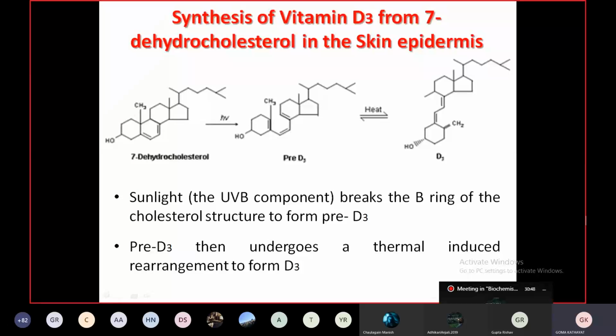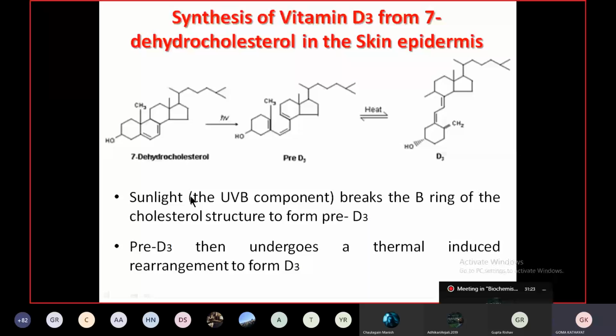Now coming to the synthesis of vitamin D3. Vitamin D3 is obtained from 7-dehydrocholesterol, which is present in the skin epidermis. In the presence of UV light, first it is converted into pre-D3, and it again undergoes rearrangement. It undergoes thermal induced rearrangement to form vitamin D3, which is cholecalciferol. Understood? Vitamin D3 is cholecalciferol, which is the inactive form of vitamin D.